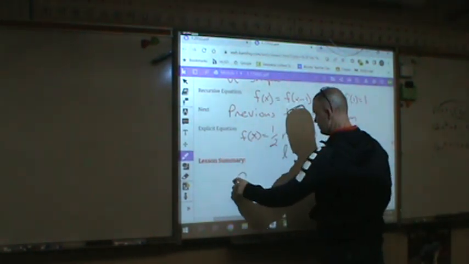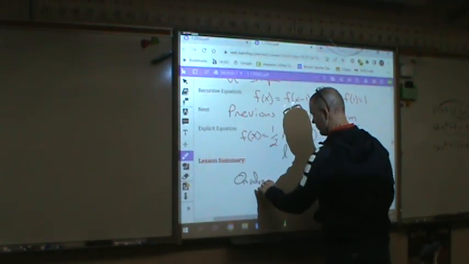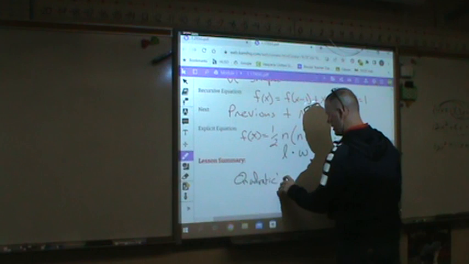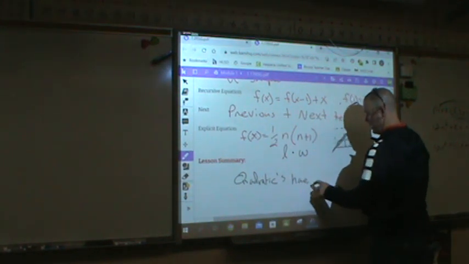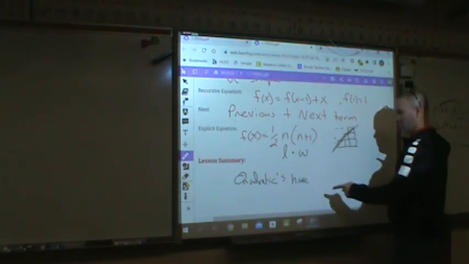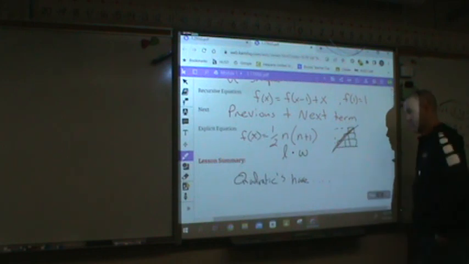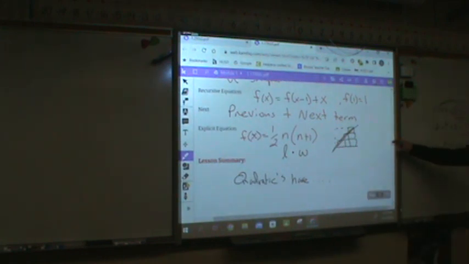Lesson summary. Quadratics have how many differences? Quadratics have how many differences? That's my lesson summary. Fill that one in.